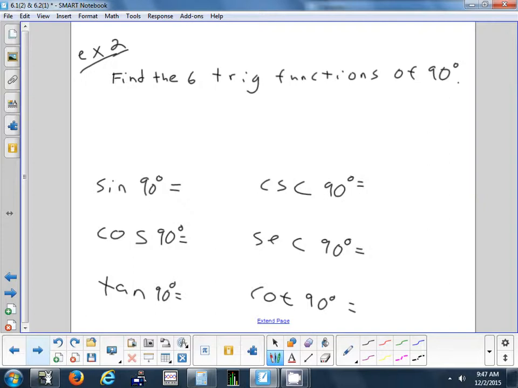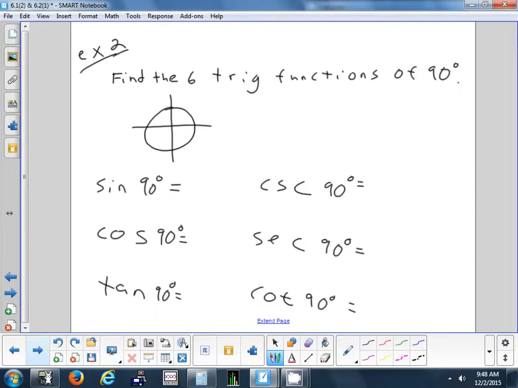Okay, same idea, same thing, except what's different about this? They gave you the angle. You don't really want the angle. What do you need? You need x and y. So if you're not sure what x and y are for 90, although we talked about it at the beginning, make a sketch. You're on a unit circle.